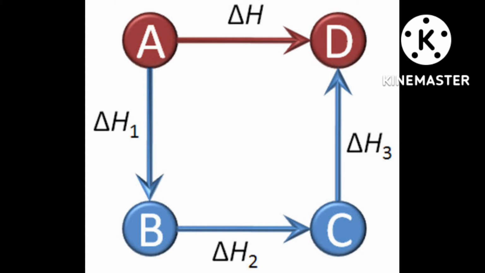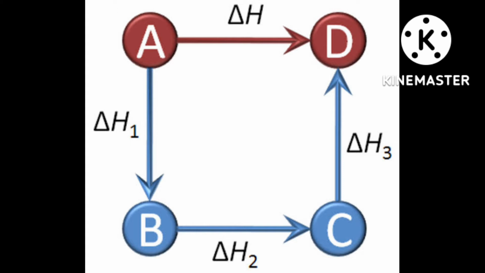Means either you do it in one step or in several steps. If we add all the steps, then it will be the same for the initial and final. Starting from initial to final, the delta H value will be the same, either you do it in one step or in different steps. Let us understand the importance of this law. With some examples I will tell you, then you can understand.